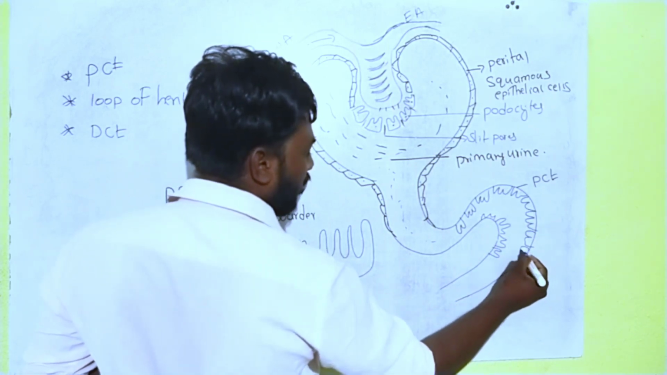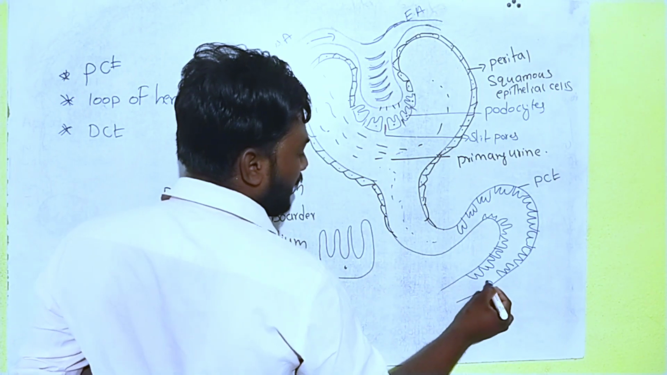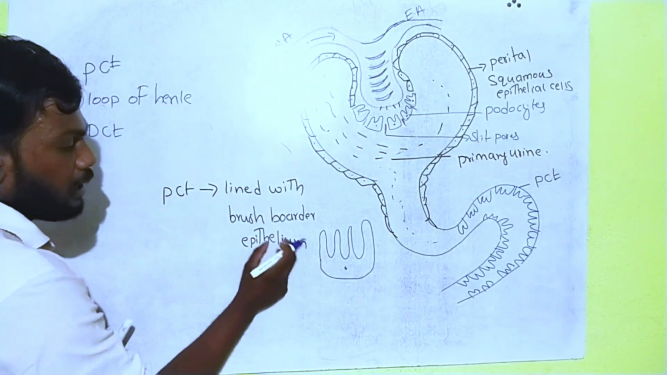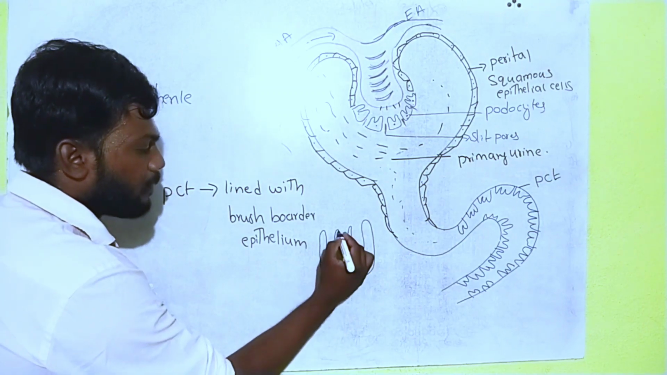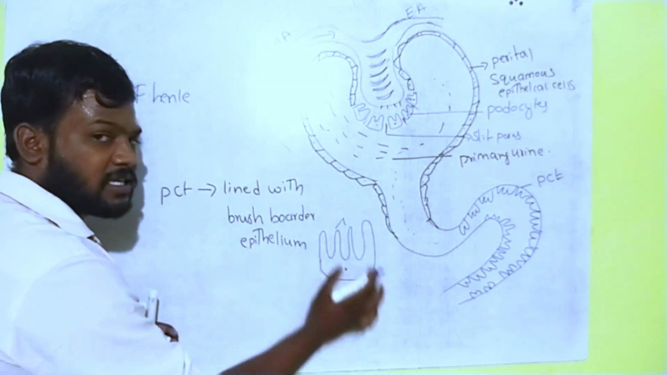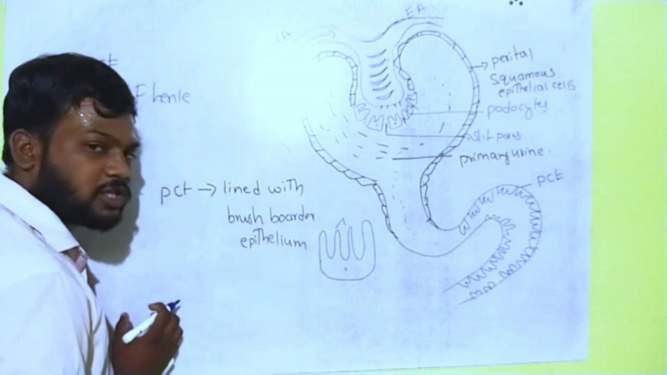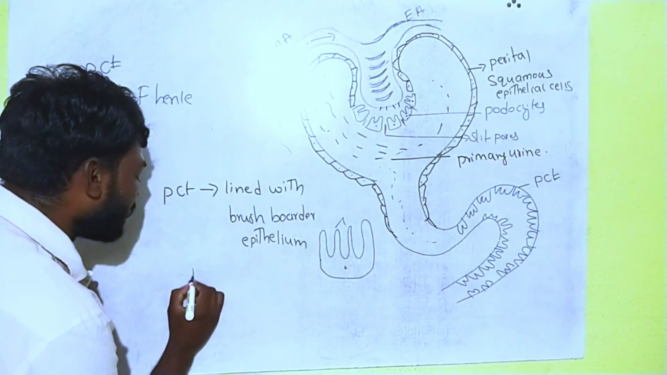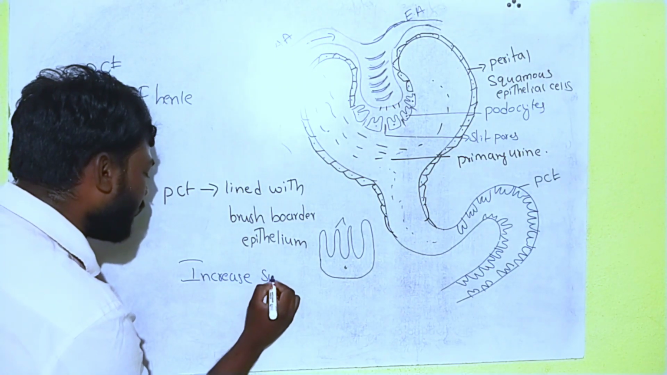What is the function of the brush border epithelium? It increases the surface area. What is the importance of the brush border epithelium cell? Brush border epithelium means the cells have microvilli, which are finger-like extensions. What is the function of brush border epithelium? Increase the surface area.